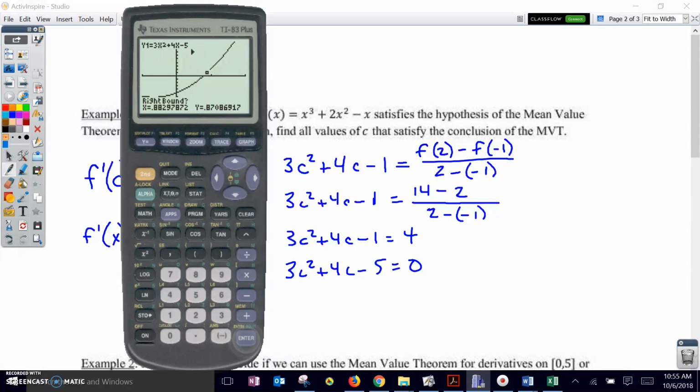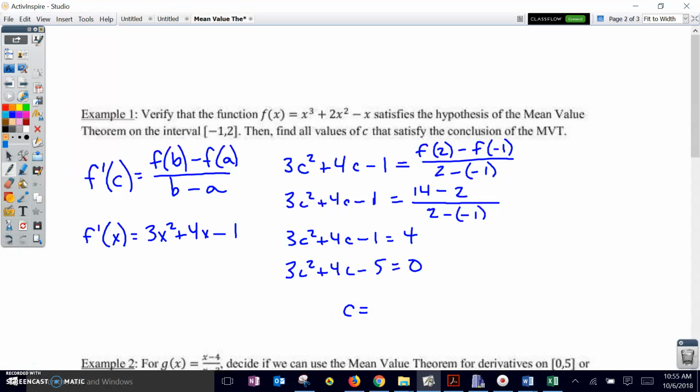And it looks like that value is 0.786. So c equals 0.786 is a value of c in the interval from -1 to 2 that satisfies the conclusion of the mean value theorem.